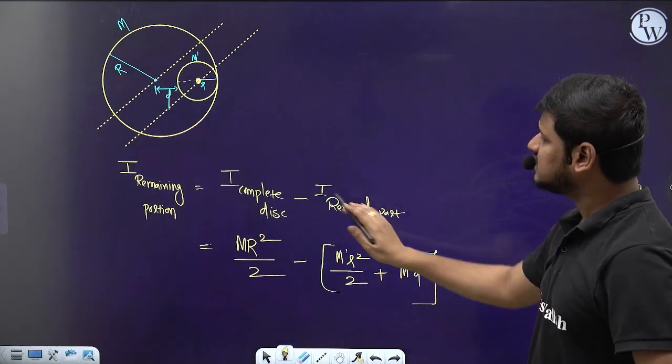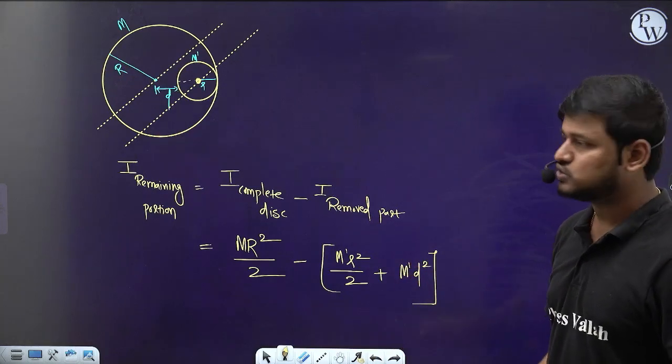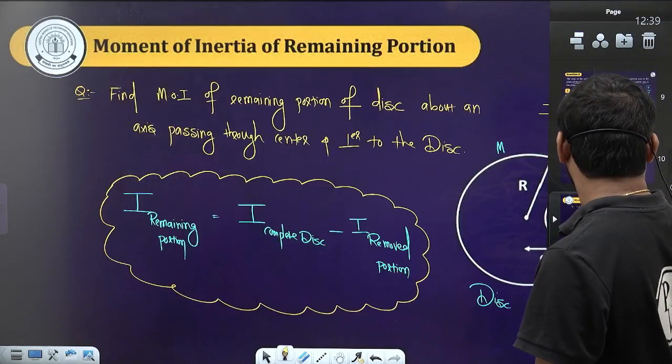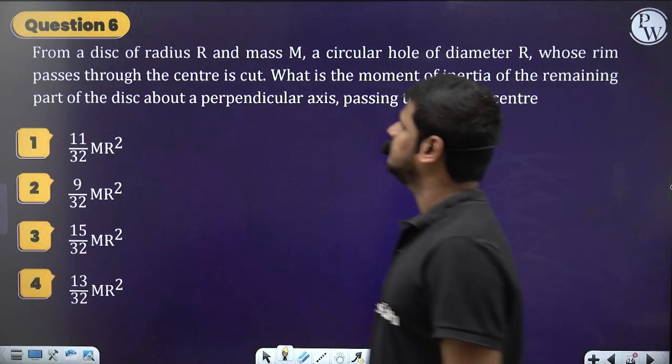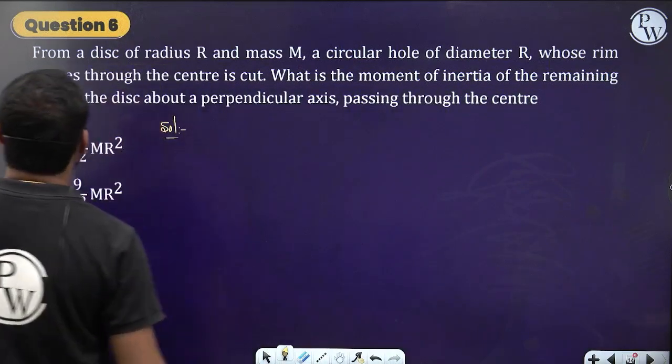So this is just the method. How do we solve? We'll take one question so that you will understand even better. Clear, guys? All your doubts will be clear once I take the question. See here. Now try to understand the question properly.